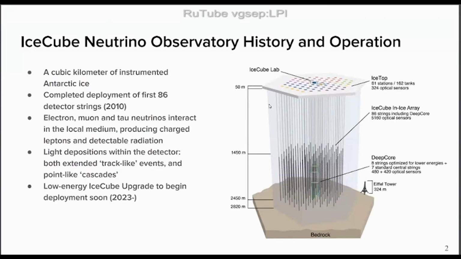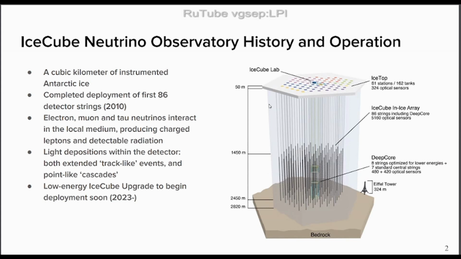Great, okay. So I'll just give a rundown of the current experiment. I'm pretty sure most people are familiar. This is a cubic kilometer of South Pole ice, which has been instrumented with about 5,000 digital optical modules. Deployment of the first 86 strings was completed in 2010, but we're continuing now with a low energy upgrade, which will begin deployment as well in 2023.